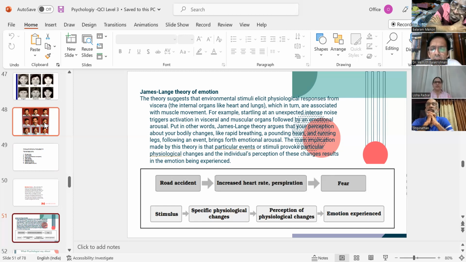Put in other words, the James-Lange theory argues that your perception of your bodily changes, like rapid breathing, a pounding heart, and running legs following an event, brings forth emotional arousal. The main implication is that particular events or stimuli provoke particular physiological changes, and the individual's perception of these changes results in the emotion being experienced. For example, a road accident happens, increased heart rate, perspiration, sweating, then fear. The stimulus causes specific physiological changes, the changes are perceived, and emotions are experienced.